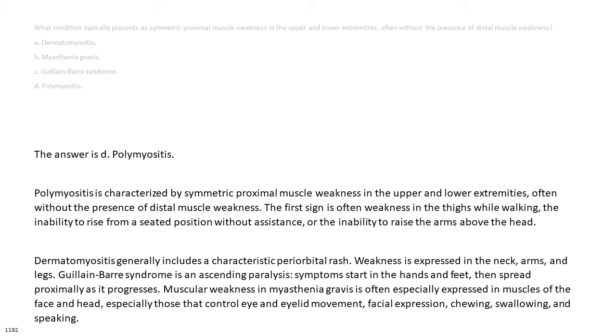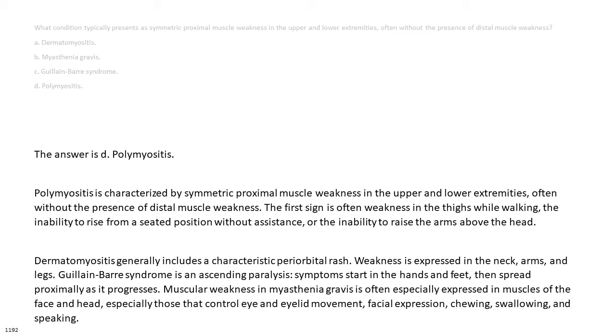The answer is D. Polymyositis. Polymyositis is characterized by symmetric proximal muscle weakness in the upper and lower extremities, often without the presence of distal muscle weakness. The first sign is often weakness in the thighs while walking, the inability to rise from a seated position without assistance, or the inability to raise the arms above the head.